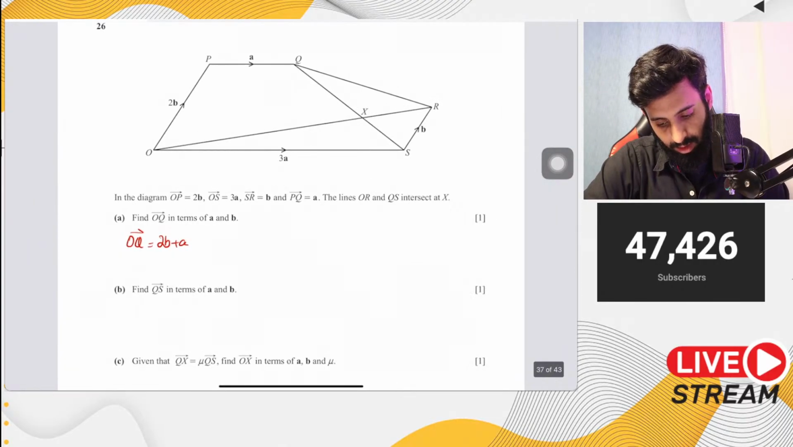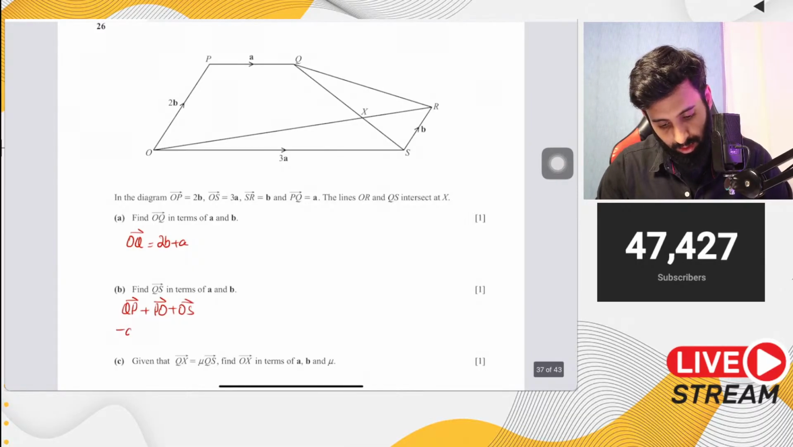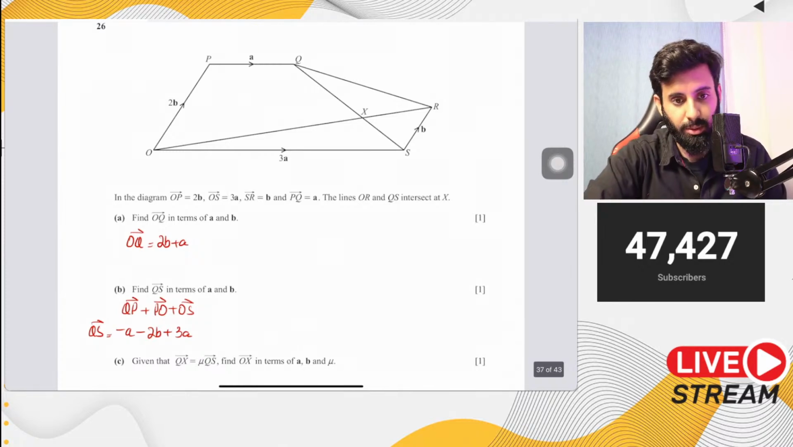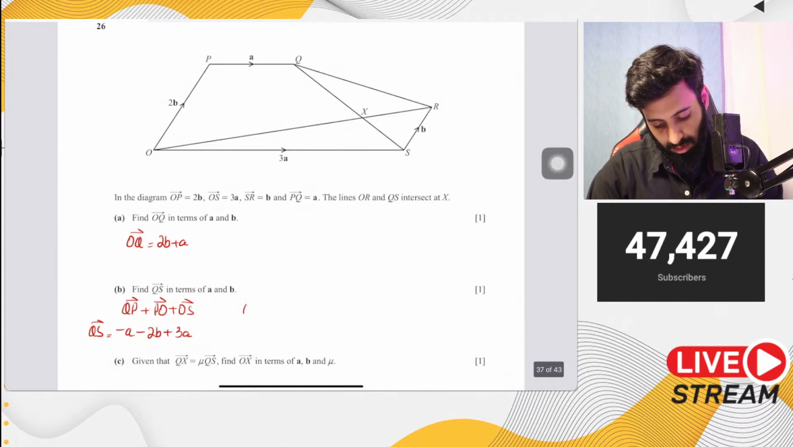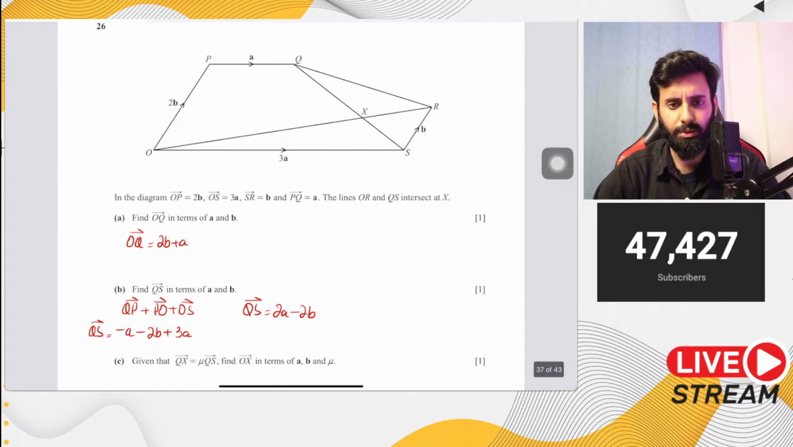For QS, I will go from Q to P and then from P to O and then from O to S. So QP is going to be minus A, PO is going to be minus 2B, okay, and OS is going to be 3A. So let's see what do we get. Minus A plus 3A is going to be 2A, okay, and then the minus 2B. So QS is equal to 2A minus 2B. Okay, so there you go. That's the answer too. So far it's pretty easy.